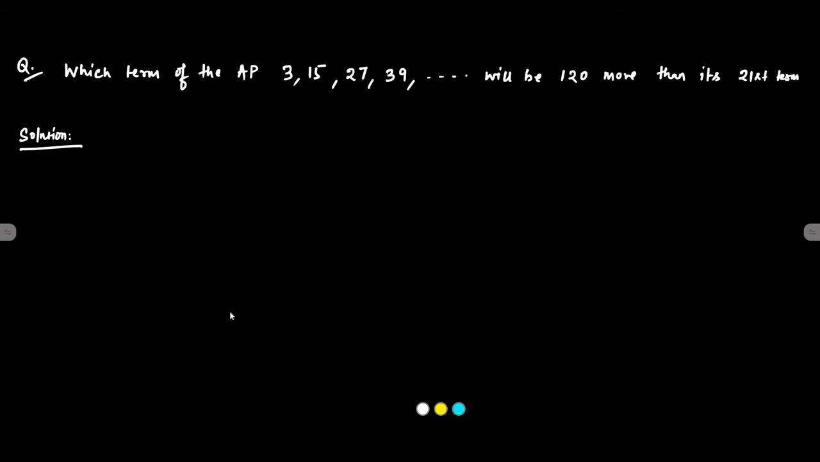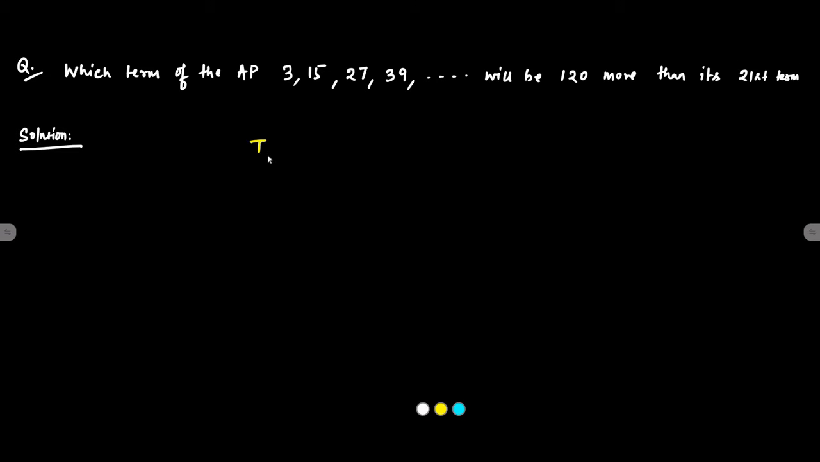So here is another question on arithmetic progression. It is given: which term of the given AP, 3, 15, 27, 39, will be 120 more than its 21st term? Again it is based on the nth term formula.